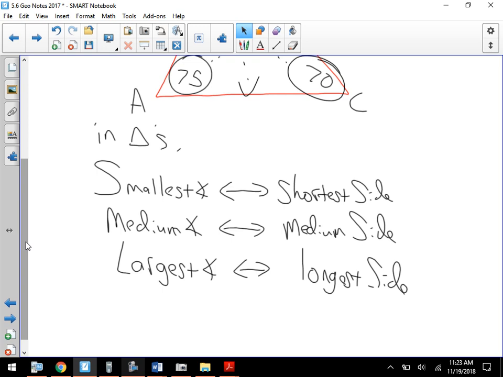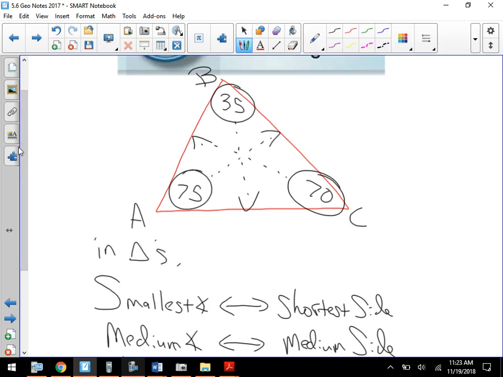Which means if I wanted to label from smallest to largest: AC, AB, to BC. That's really tough.